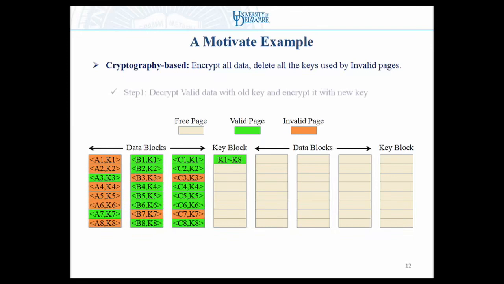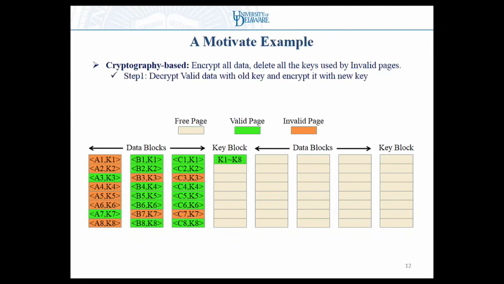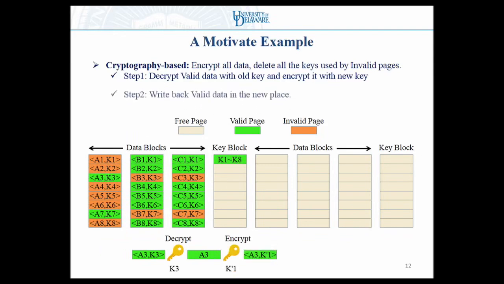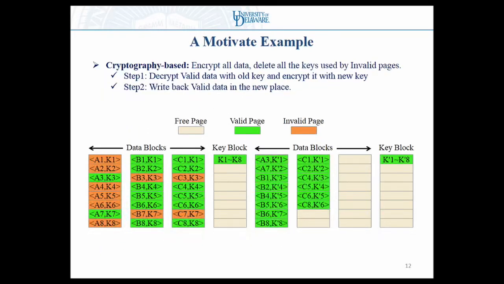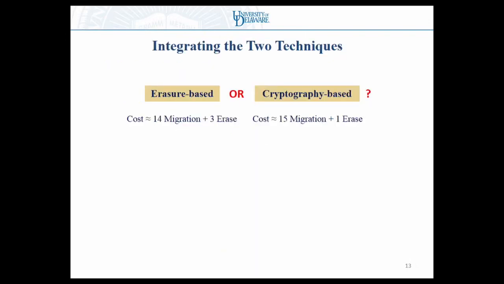Now, if I want to delete an invalid page, I have to erase the key. But you see, here we have invalid pages and valid pages sharing one key. If I erase the key, the valid pages are not going to be accessible. So I have to first migrate those valid pages: decrypt them with the old key, encrypt them with a new key, and write them back someplace else. I have to do this for all the invalid pages, and then I would be able to erase those keys because the valid data are still accessible. In this case, we still have 15 migrations and 1 erase, which is not good enough.